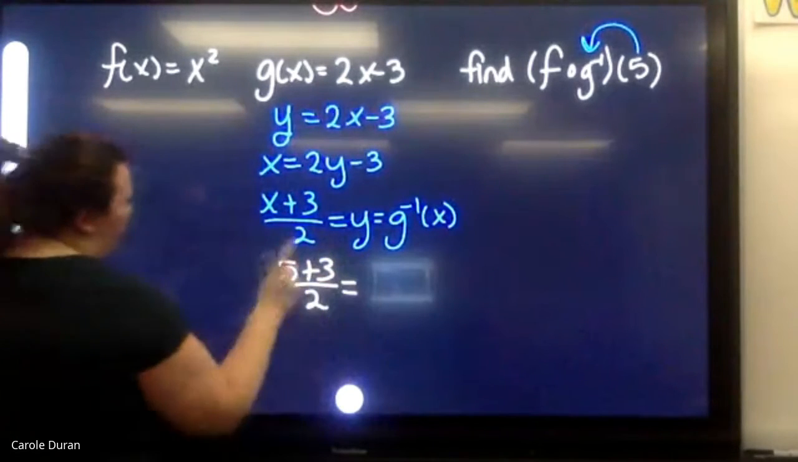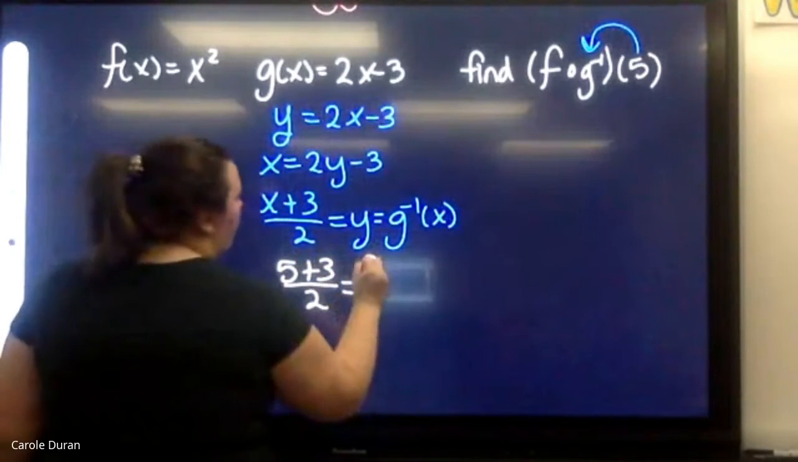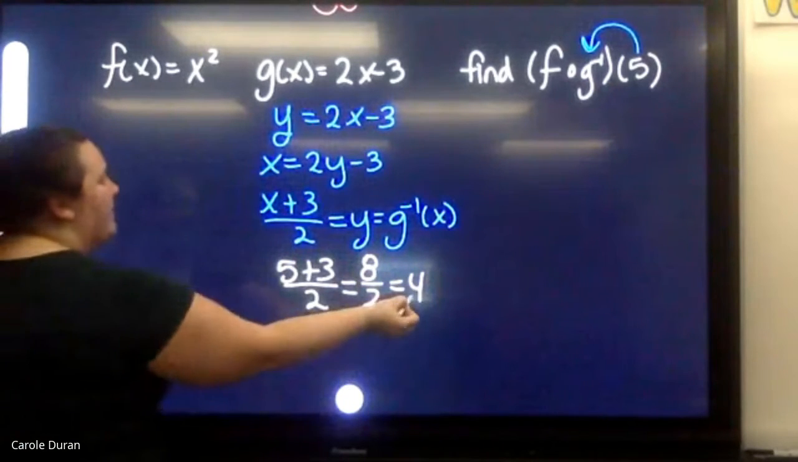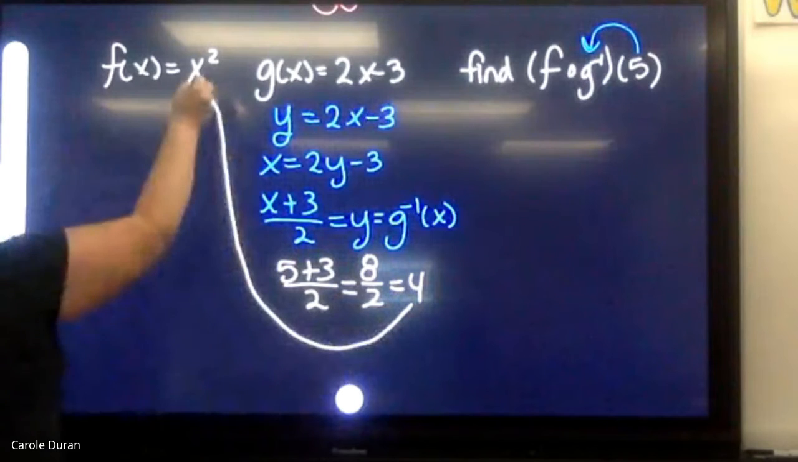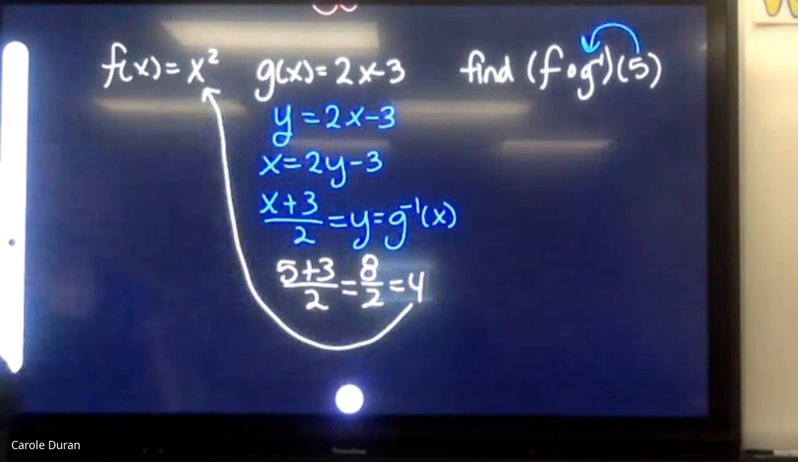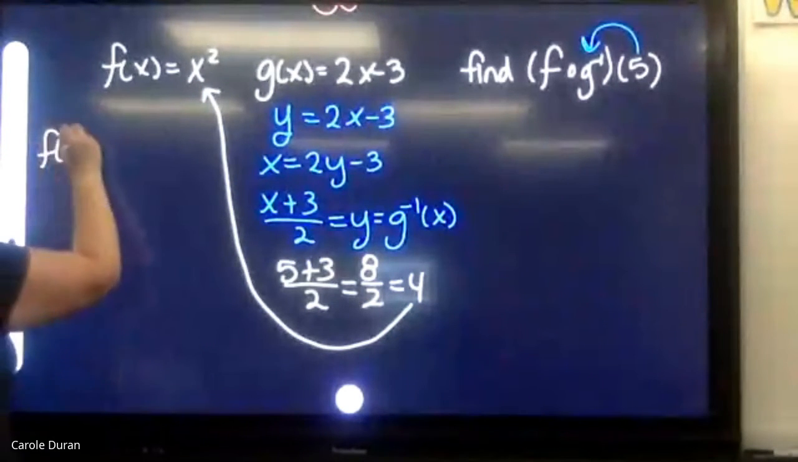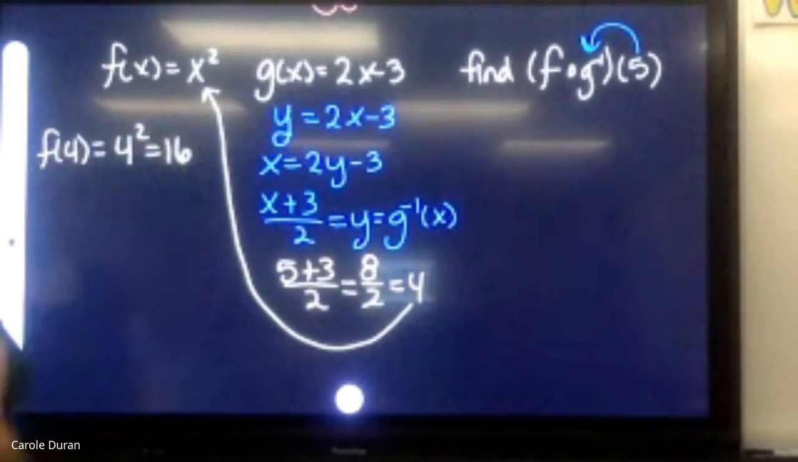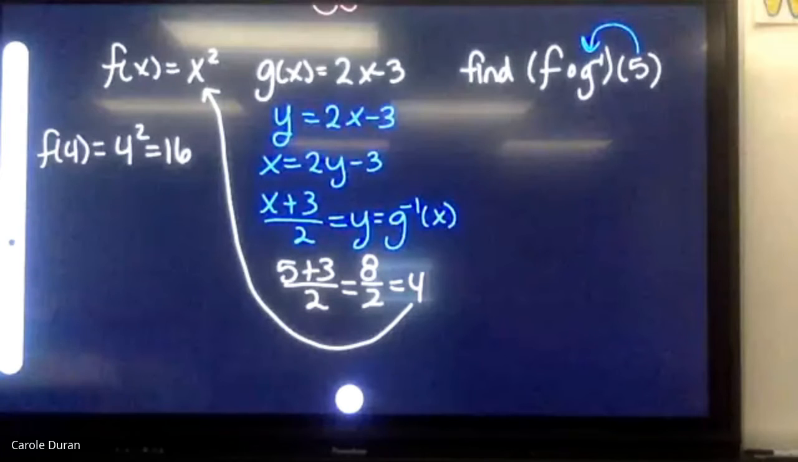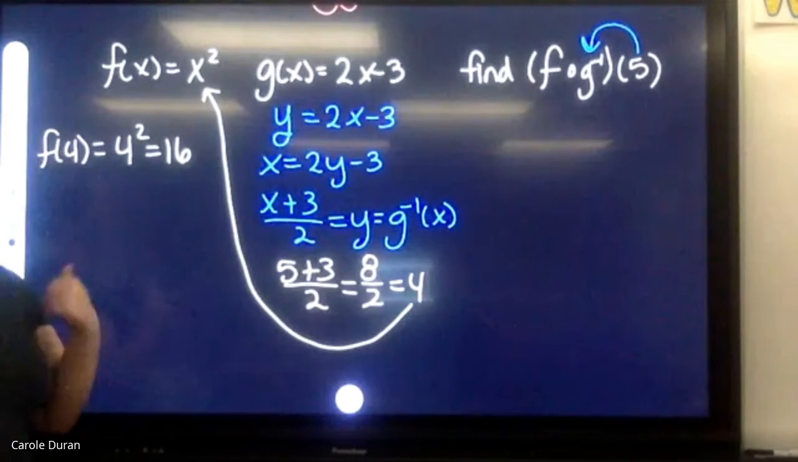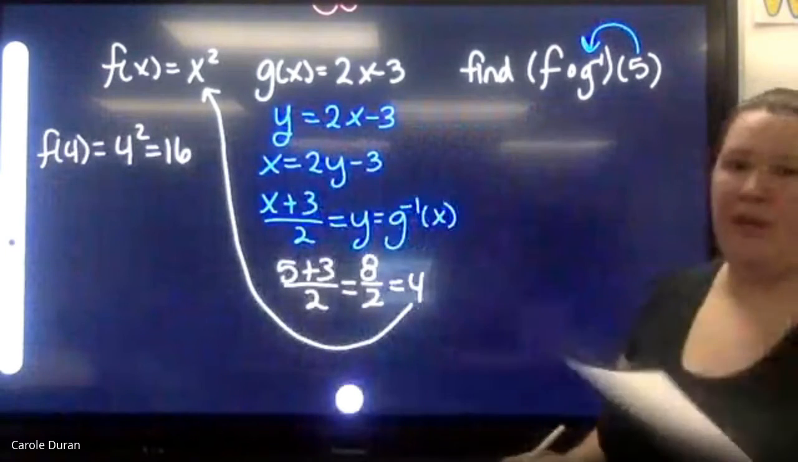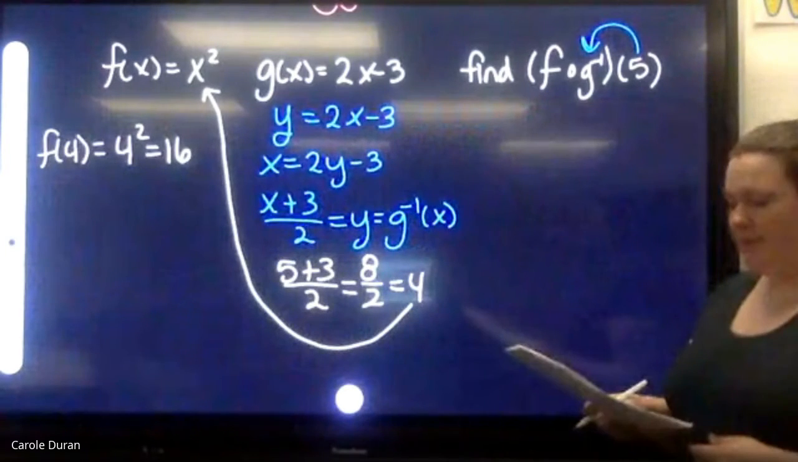When I do, I get 5 plus 3 is 8. And then 8 divided by 2 is 4. I then take this 4 and I plug it in for x in my f function. So then f of 4 gives me 4 squared, which is 16. It, of course, would work if I decided to take my entire g inverse and plug it into f, square it, and then plug the 5 in. It will work the exact same, as long as all of your math is right.